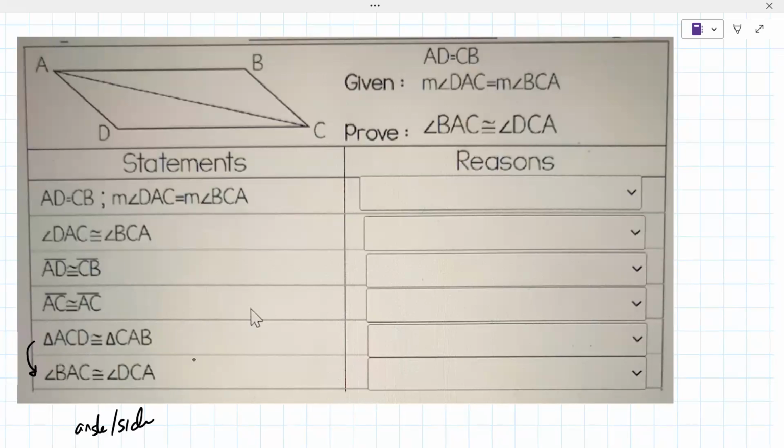You remember doing some of those in class? Yeah, I think so. You remember CPCTC? Yes. So that always follows from triangles being congruent. The next line is almost always CPCTC, because you're saying corresponding parts of congruent triangles are congruent. That's how you get the angle or the side to be congruent. Okay, got it.